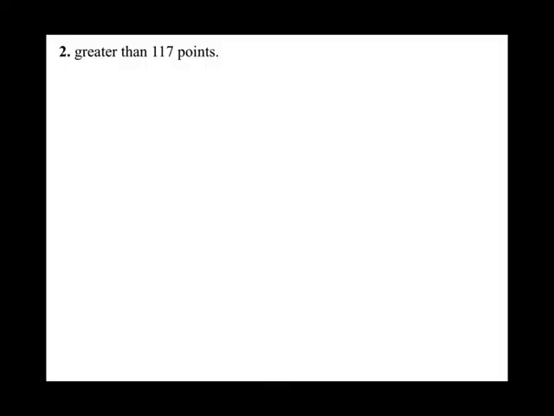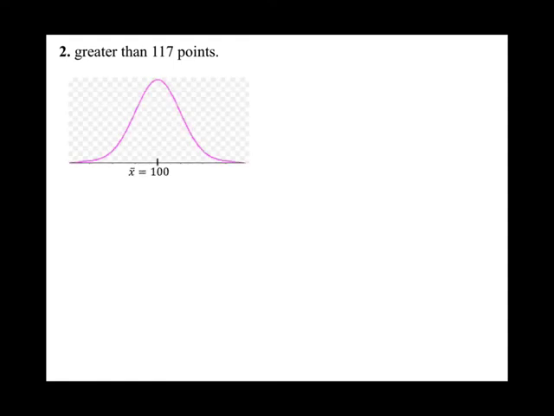Okay, try number 2. Find the probability that the IQ is greater than 117 points. So 117, somewhere like here. We want to find the probability greater than, so the area to the right. And again, if you're using the calculator, you can skip the z-score formula. Just use the normal CDF.